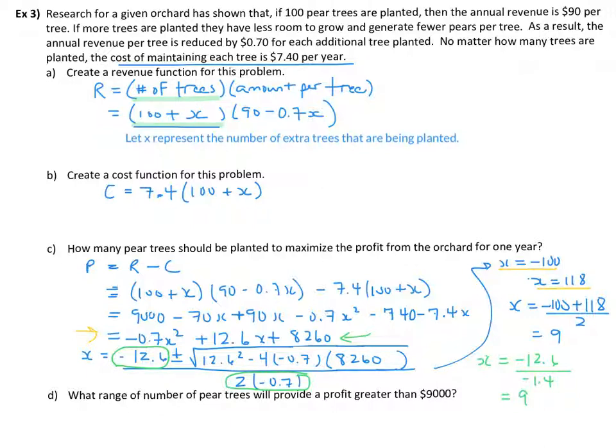Okay, you should have gotten 9. The quick way to get the independent variable that produces the maximum when you have an equation in standard form is to take your negative b and divide by 2a. And that will give you the x value that produces the maximum value for the function. It gives you the x coordinate of the vertex.